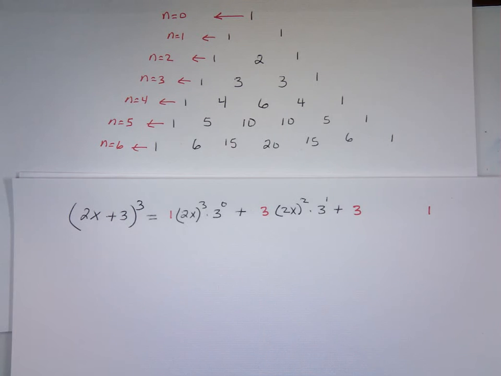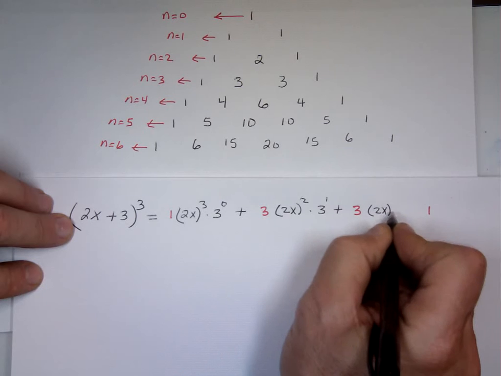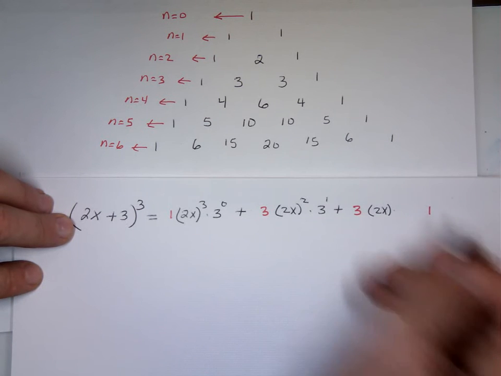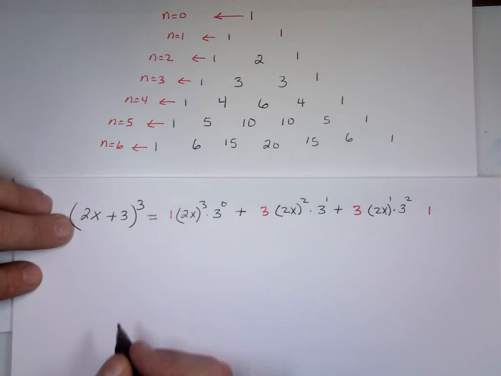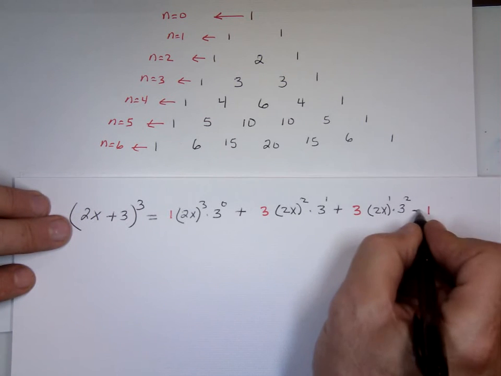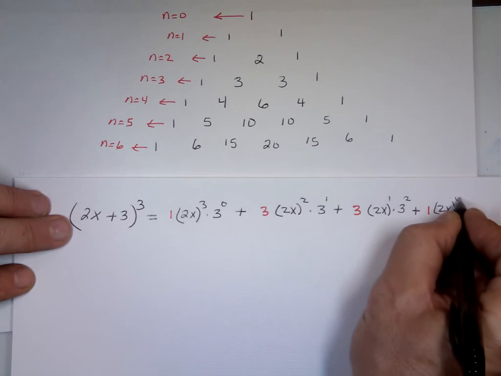Next one is what? 2x to the power of 1. You don't have to put the 1, right? 3 squared. You want to put the 1, go ahead. And the last one is what? 2x to the power of 0, which is a 1, times 3 cubed.